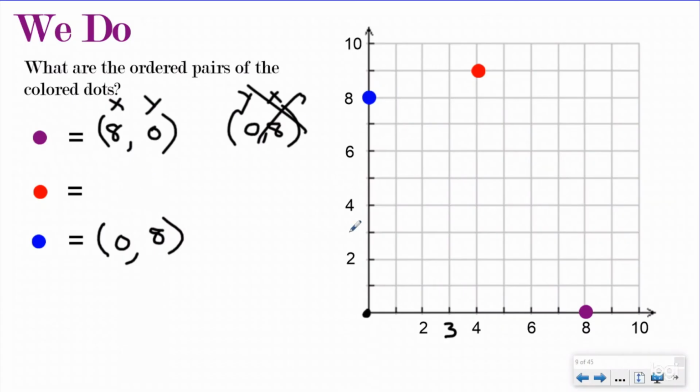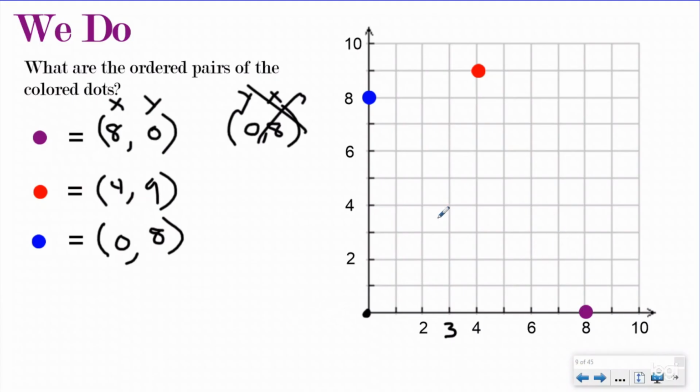So now let's go to our friend who lives in the red house. Again, we're going to start at the origin and we're going to go 2, 4. Okay, so my x coordinate is going to be 4. And then my y coordinate, 2, 4, 6, 8, 10. It's not at 10, right? Even though there's no number here, I know 1 after 8 would be 9. So my ordered pair here would be (4, 9).